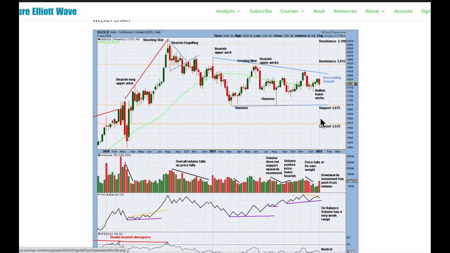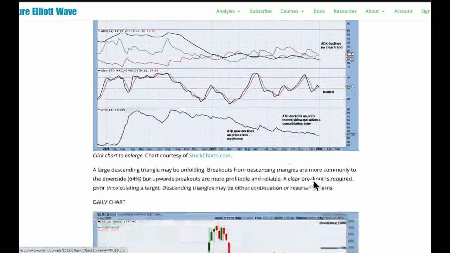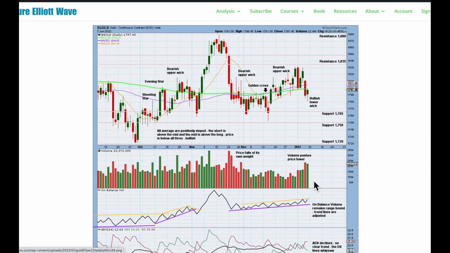This week, a downward week, well, a slightly higher high but a strong close lower and push from volume suggests possibly a little bit more downward movement next week. That's what the Elliott Wave count expects for the short term as well. On balance volume has a really weak range. A breakout here would be such a weak signal, but let's see if this range can continue to develop. RSI neutral, stochastics neutral, ADX declining, DX lines whipsawing and ATR declining, typical of a consolidation.